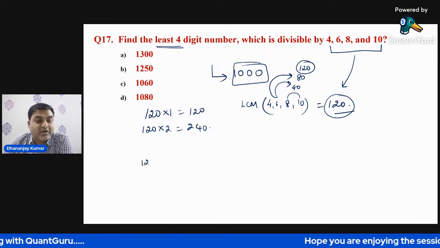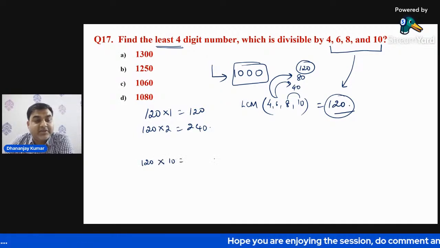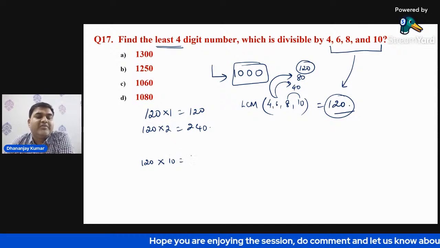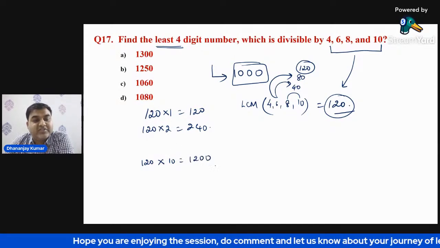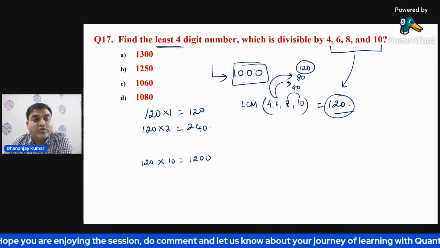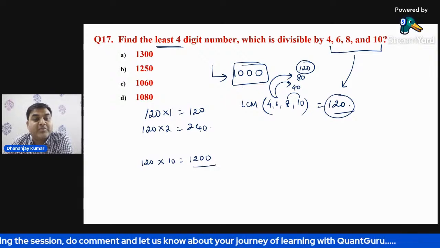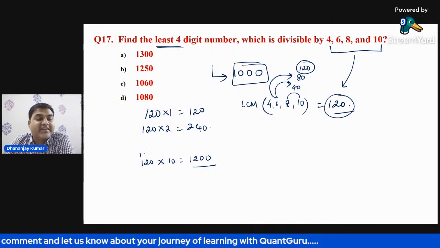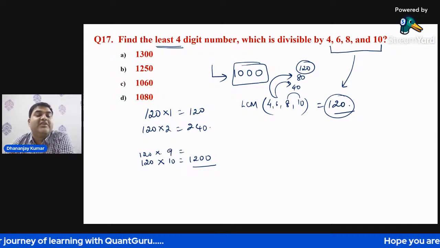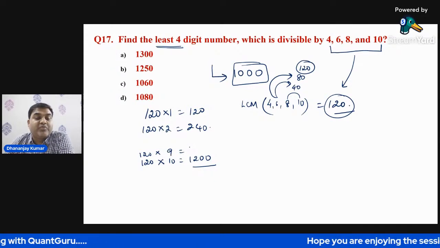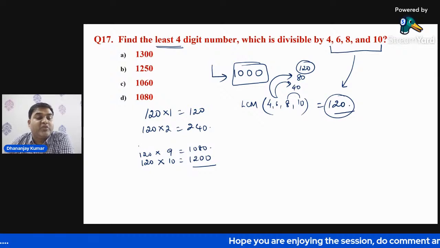Similarly, if you see, 120 into 10 will be 1200, right? So 1200 definitely is a 4-digit number. These all are not. So we will try from there. But it is not the least number. So if you do 9 times, what does it come to? You do 120 into 9, and 120 into 8.